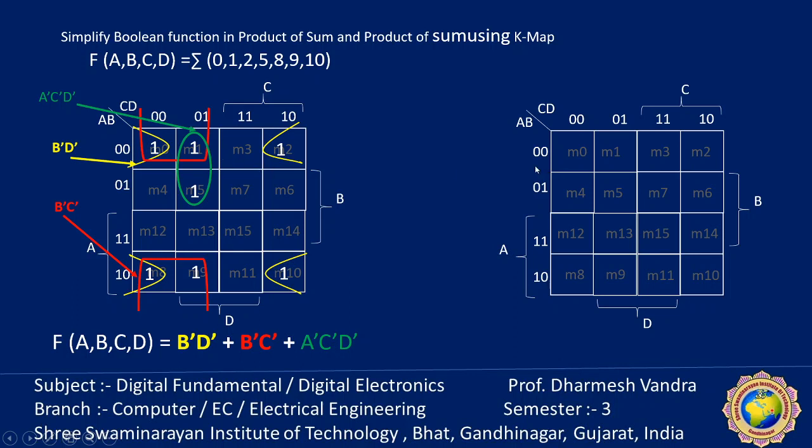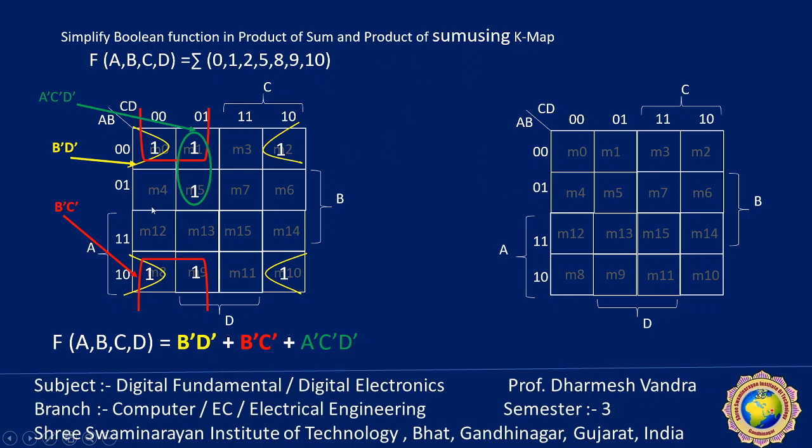Now we have found the sum of product term. The next topic is that we have to take the product of sum. Here it is misprinted, so consider it a product of sum term. Sum using K-map, so sum and using got merged. It is a typing mistake, please neglect and ignore it.